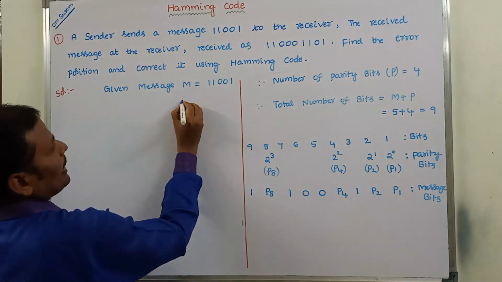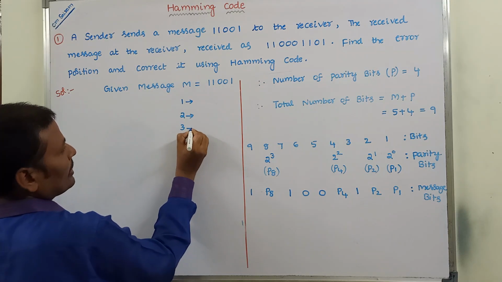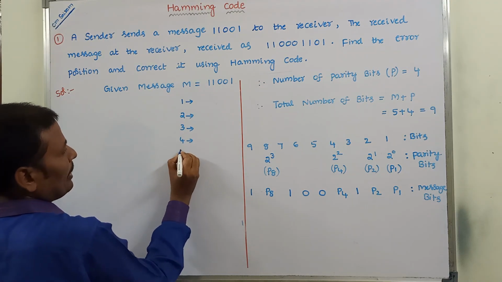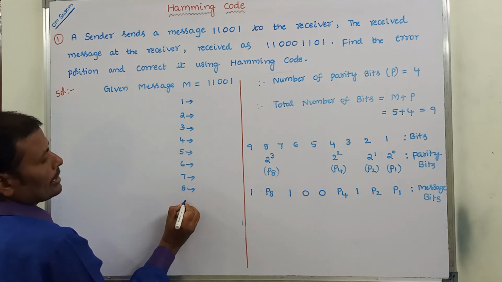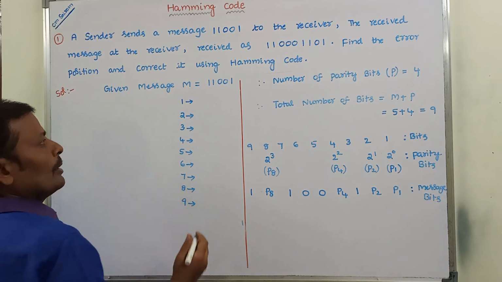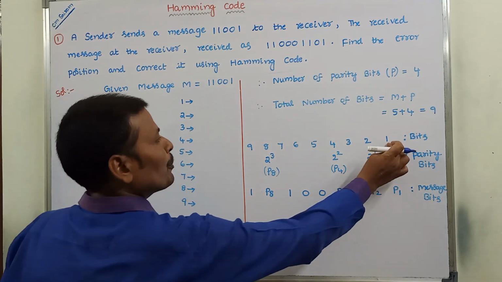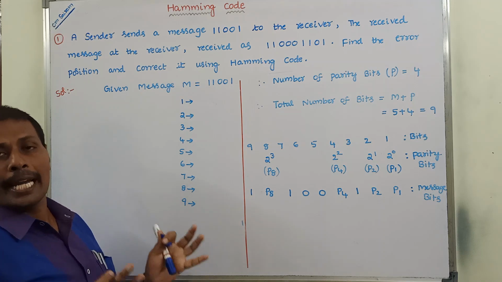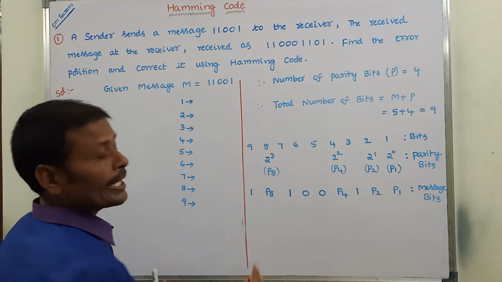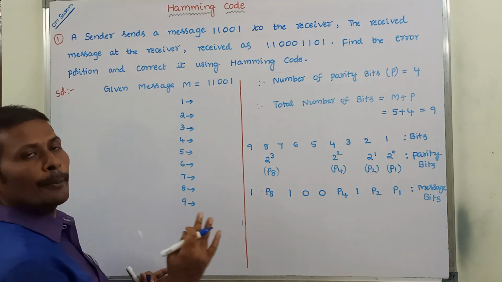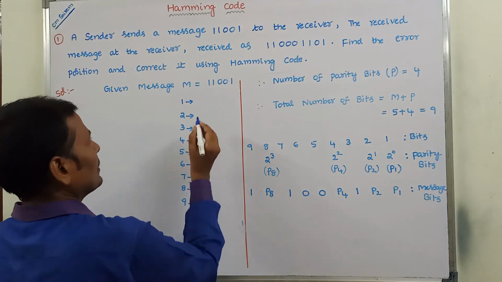Here I am writing decimal number 1, 2, 3, 4, 5, 6, 7, 8, 9. Every decimal number represents a bit position. Those bit positions can be written in the form of 4 bits, because a total of 4 parity bits are there, so every bit position can be represented in the form of 4 bits in binary.